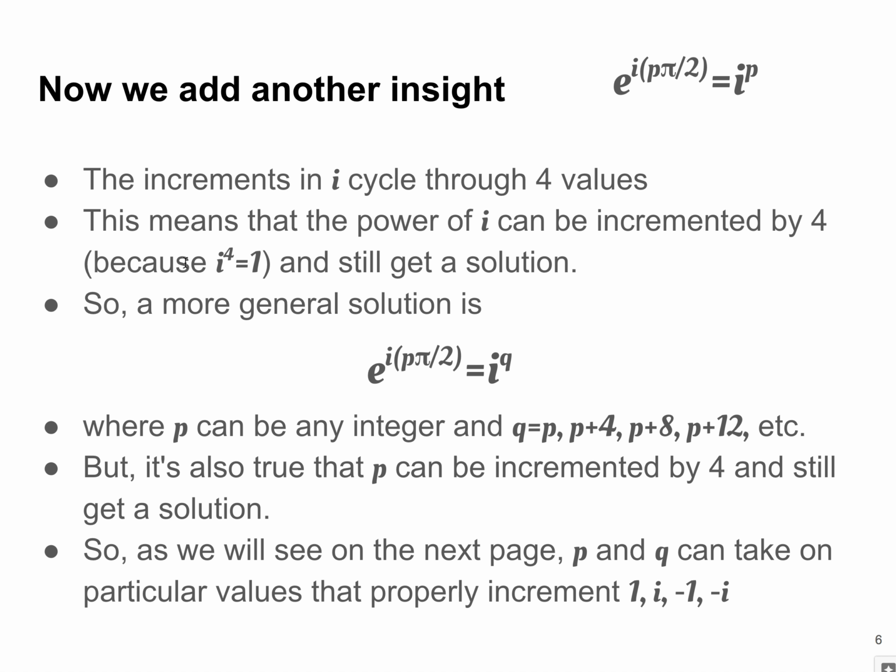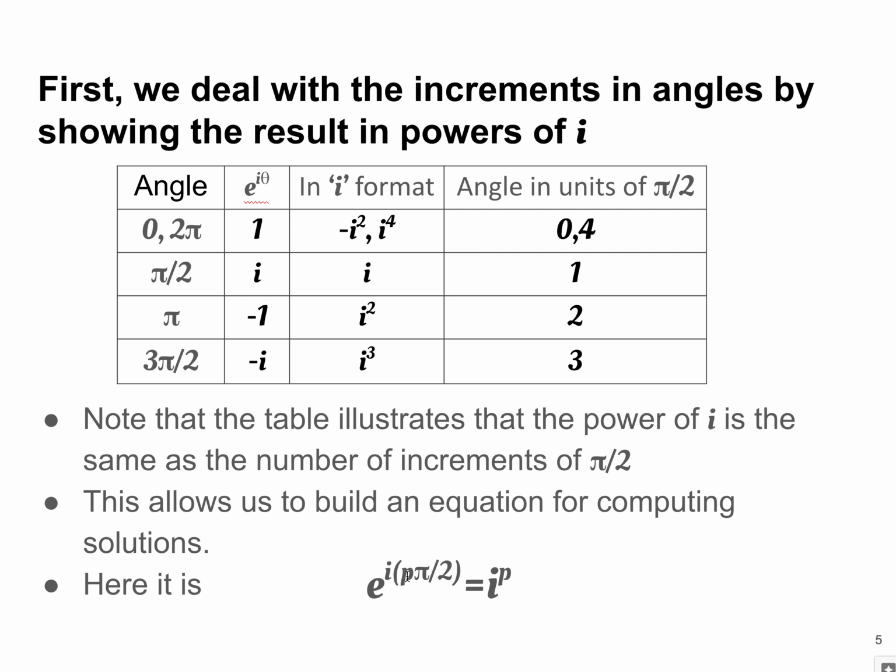I've said these things, so we're going to change our formula of the prior page and make it more general. That e to the i times p pi over 2 is equal to i to the q, but q increments in steps of 4. So, for example, it is true that if we pick p equal 2, we get i squared. But if we pick p equal to 2, this result is equal to i to the 6th as well.